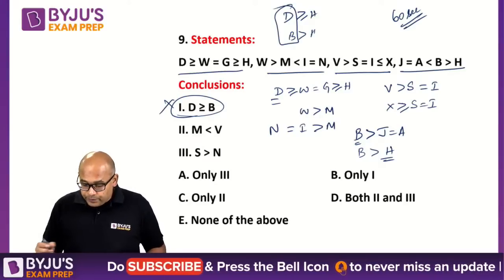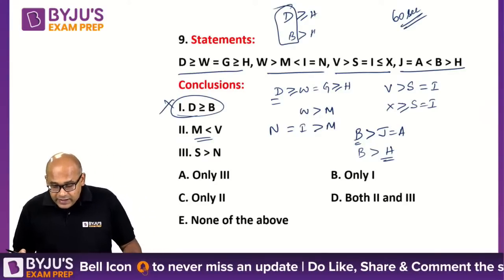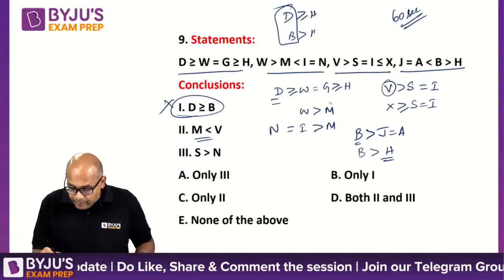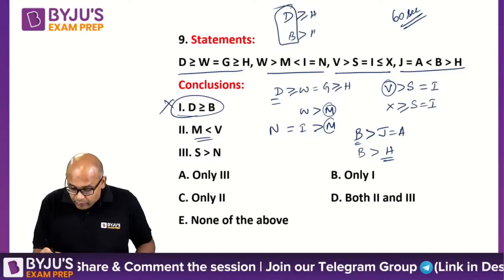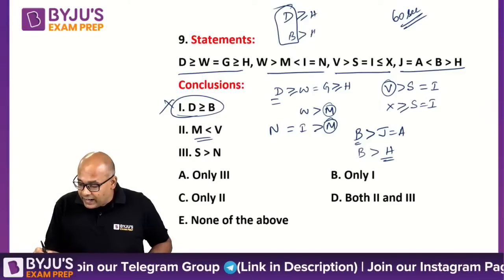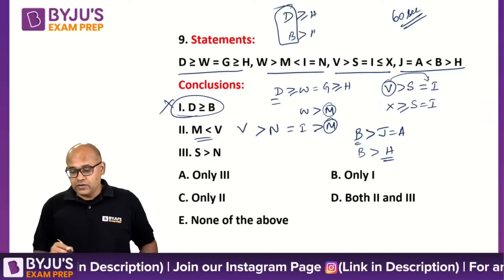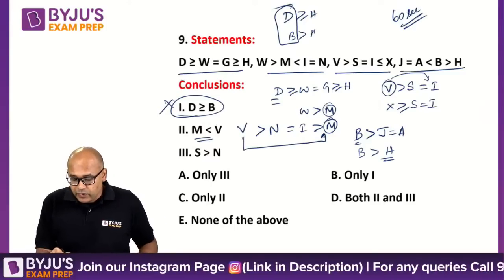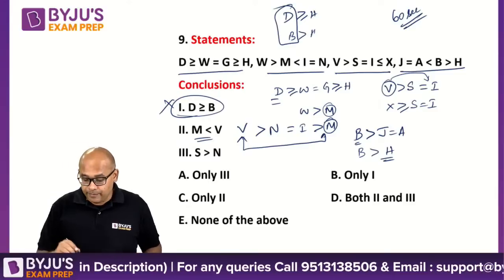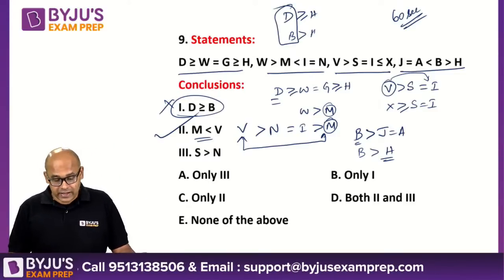What about 2? M is less than V. So let's see where is V. We have a V over here and we have an M over here, and an M over here also. Okay, so we have V greater than I. If you notice, V is greater than I, so clearly there is a direct relation between V and M. What is the relation? V is greater than M. Hence 2 is correct.